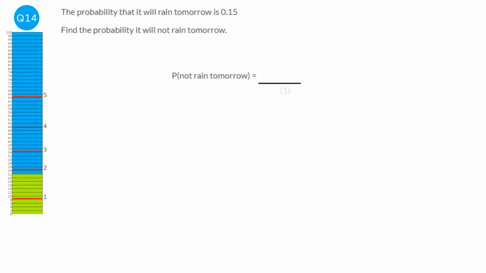All probabilities have to add up to 1. And so the probability it will rain tomorrow is 0.15, and so the probability it won't rain is 1 minus 0.15, which will be 0.85.